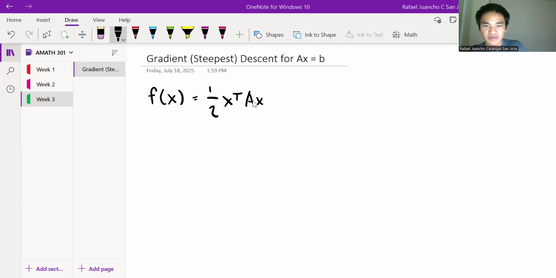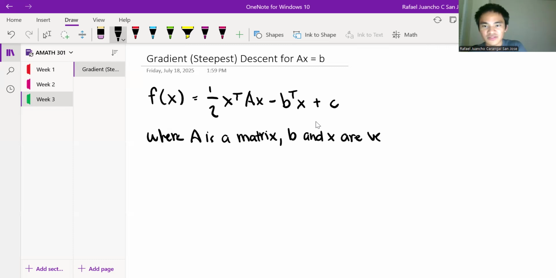X is a vector, minus b transpose. So b is another vector, x. Now c here is a scalar. Let me just say that: A is a matrix, b and x are vectors, and c is a scalar constant. So it's just a number.